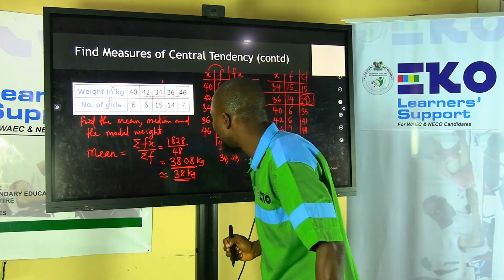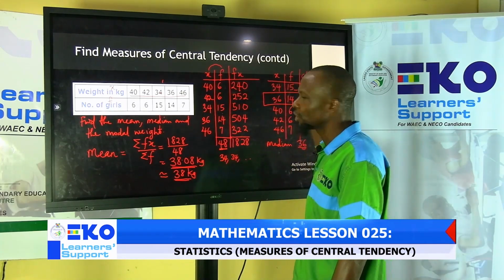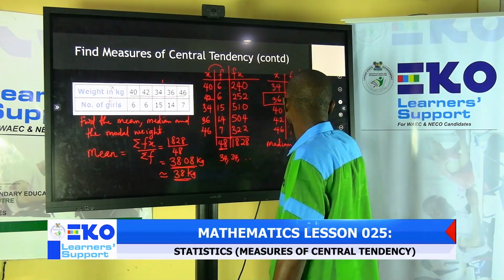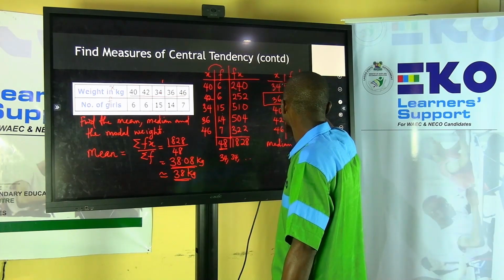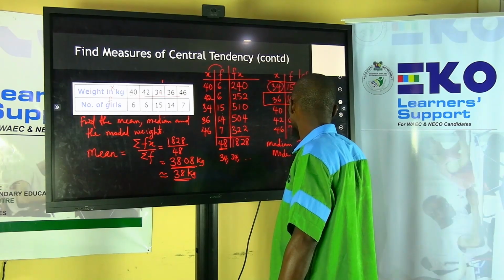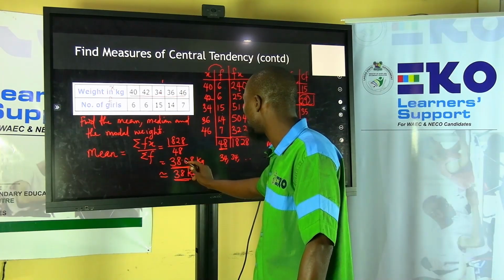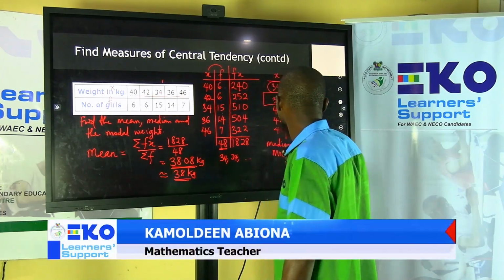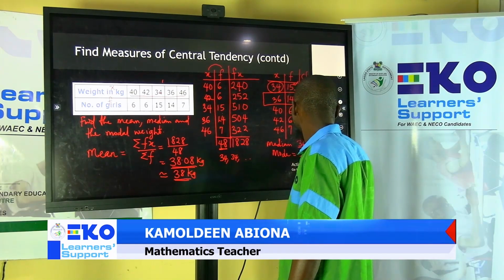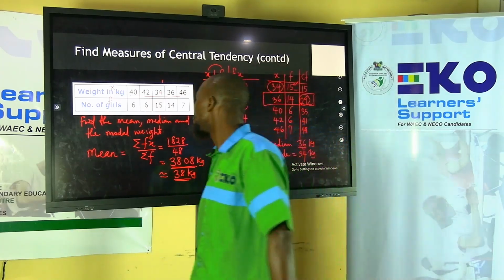And then lastly, we are looking at the mode. What is the mode? The mode is the class with the highest frequency. Which one has the highest frequency here? 15 is the highest frequency, so the mode is 34. From here we can see that our mean is 38.08 kg, the median is 36 kg, and the mode is 34 kg, because X has been given in kilograms.